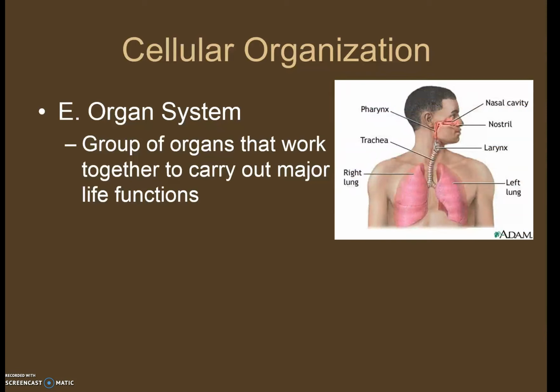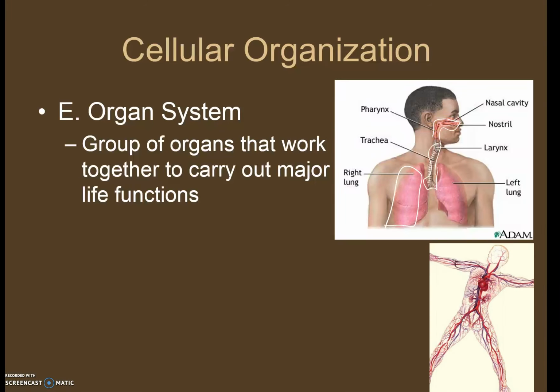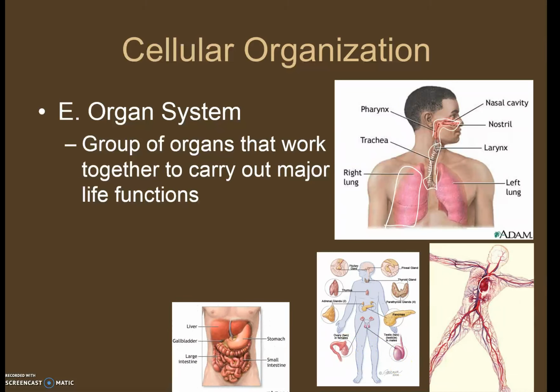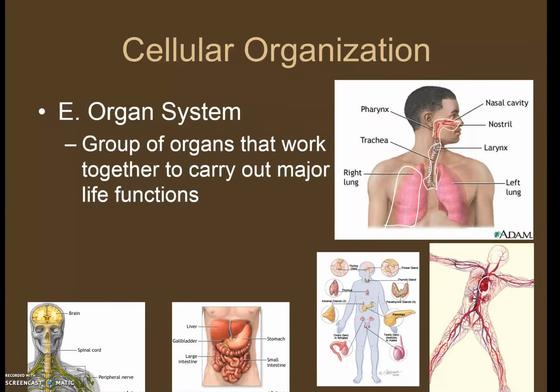Some of the organs involved here are going to be the lungs, the trachea, and then of course your larynx and pharynx and your nasal cavity. We have the circulatory system, which includes your heart, veins, arteries, and capillaries. We have the endocrine system, which is involved in your hormones, and you can see that parts of the reproductive system are involved there too. We have the digestive system. Some of your organs involved there include the liver, the gallbladder, the stomach, the large and small intestines, and then the nervous system, which includes your central nervous system and your peripheral nervous system.